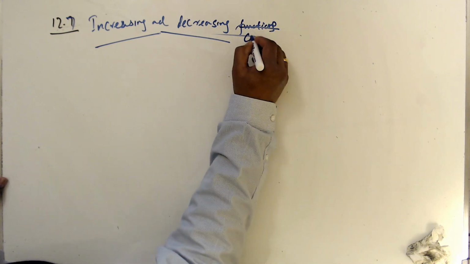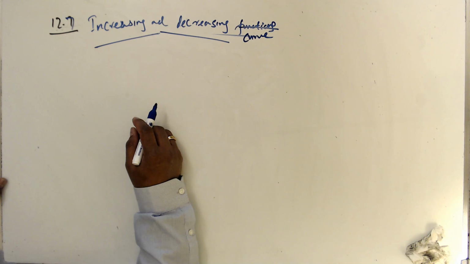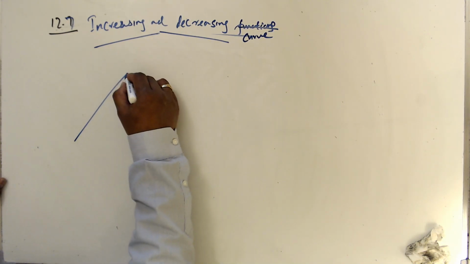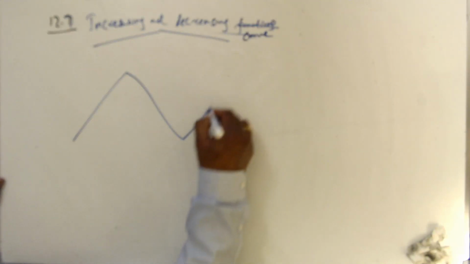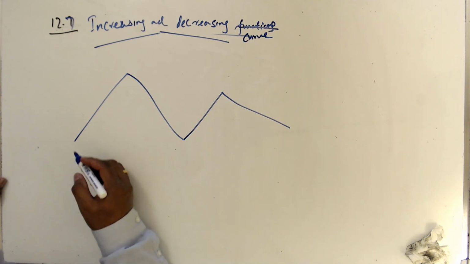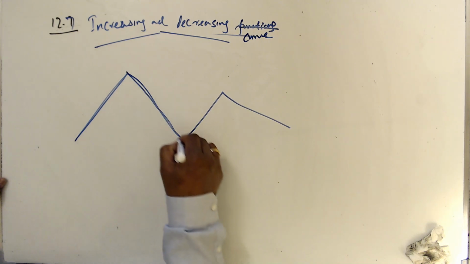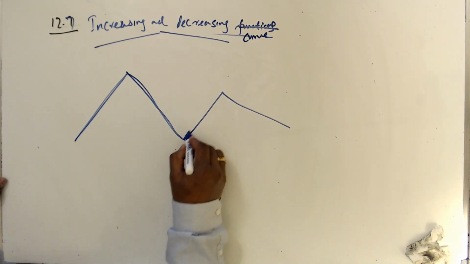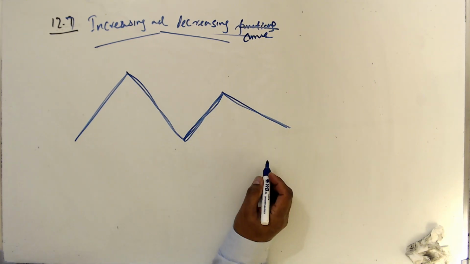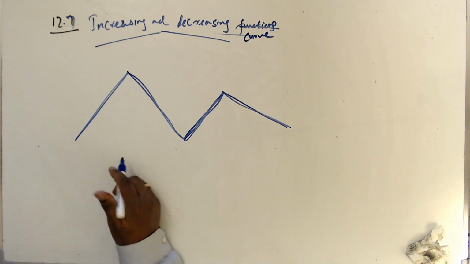We put curve, increasing and decreasing curve. So, for example, if I draw like this, so this is the curve. So you can see that from here to here increasing, and from here to here you can see this is decreasing, and from here to here increasing again, and from here to here decreasing. So I show it by visual inspection.